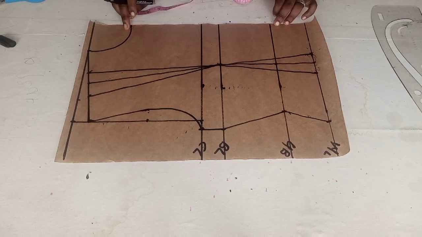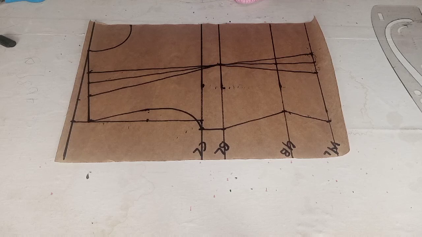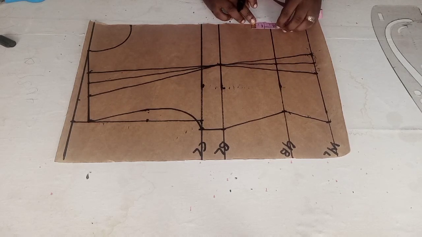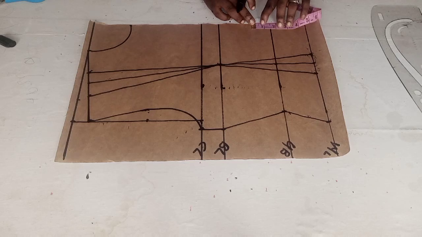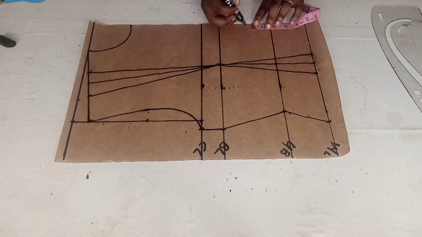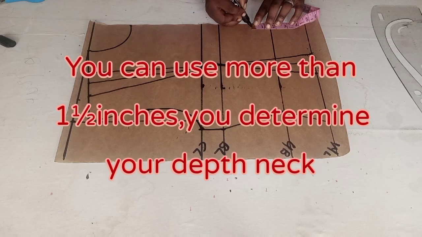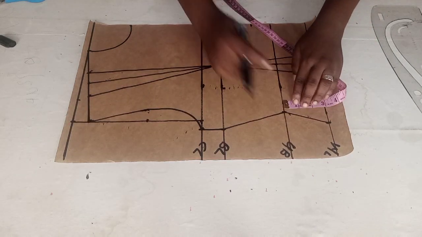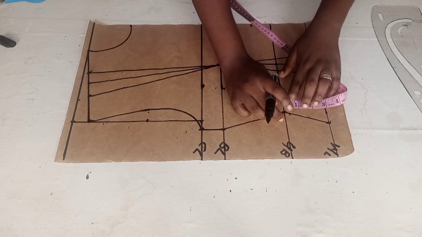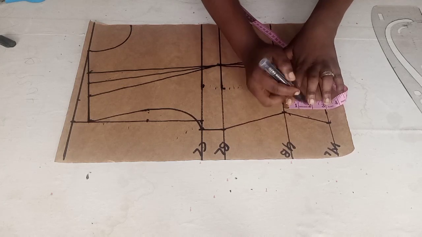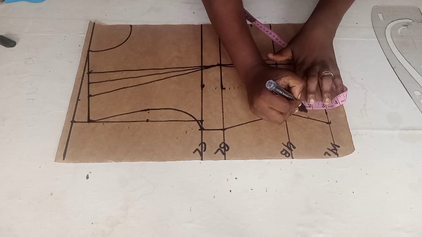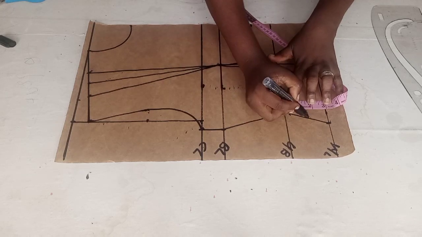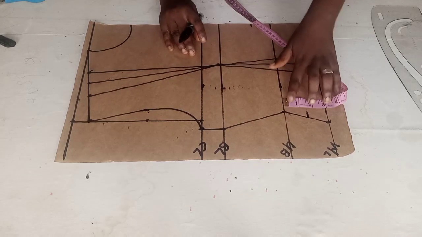Now I'll come to the under bust. This is the under bust line. I'll go upward by 1.5. This is 1.5. And I'll come to the under bust here at the side also. I'll be going down by 1.5 here also. So this is 1.5.